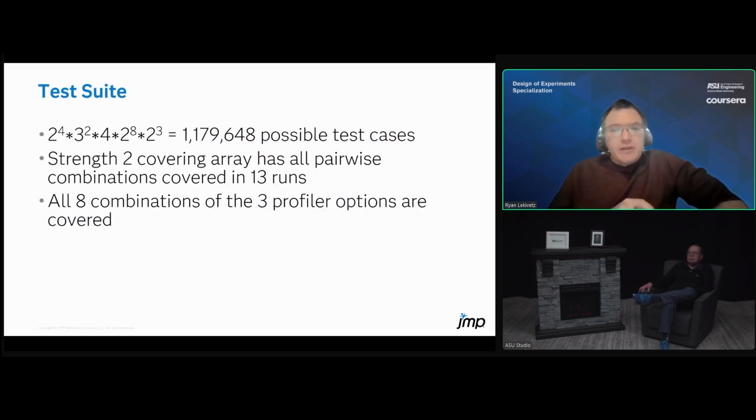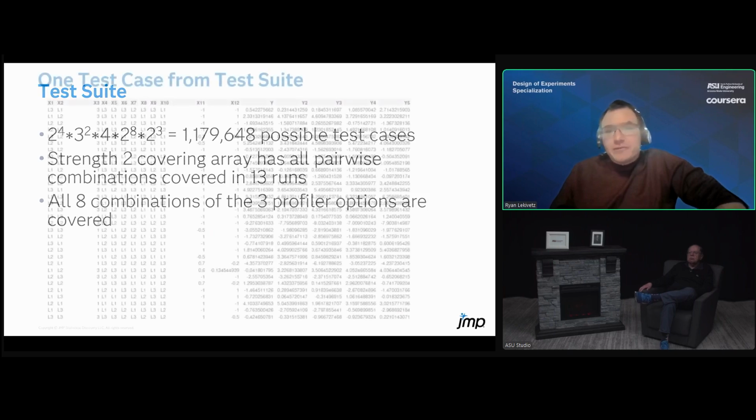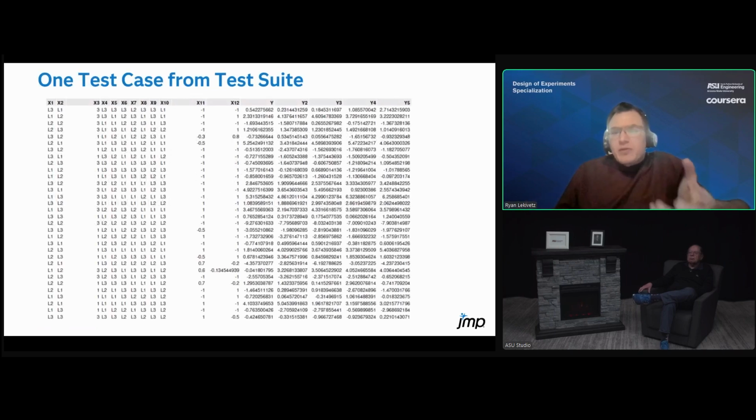And again, the test suite, if I wanted to do everything, would have been about 1 million test cases. But with a strength 2 covering array, we could cover all those pairwise combinations in 13 runs. In particular, all the profile options were covered. So you may ask what that really means, like these data set generation factors. This would be one test case from our test suite: one of the runs would be to generate a data set with disallowed combinations, put that into the profiler, and then check various things according to our oracle.